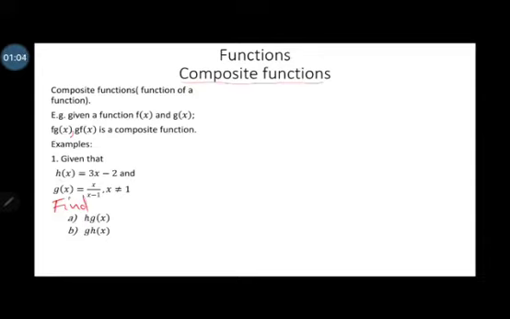So h of x is equal to 3x minus 2 can also be denoted as x, such that x mapped onto 3x minus 2. So this notation should not confuse you in case you find it in your exams or in other books. So finding hg of x, you always work out the function closest to the x.